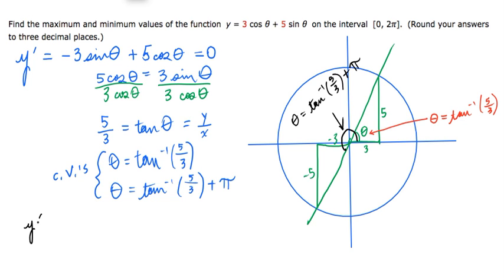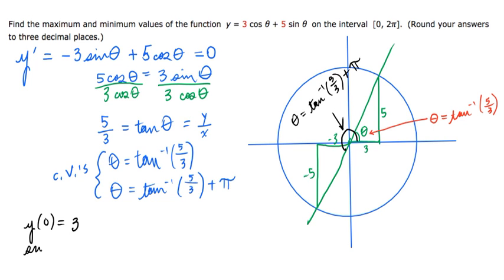meaning we need to take y at 0. Let's go ahead and do that. 3 times cosine of 0. Cosine of 0 is 1, so that's 3, plus 5 times sine of 0. Sine of 0 is 0, so y of 0 is 3.